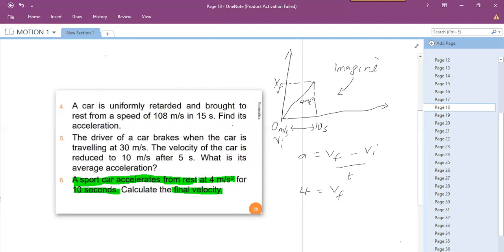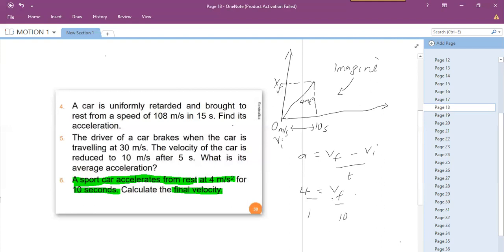Because the question says a car accelerates from rest. From rest, we have 0 meters per second. So we're not going to write it because it's like saying subtract by 0. But what we do know is the time, which is 10 seconds. So over 10 over 1.